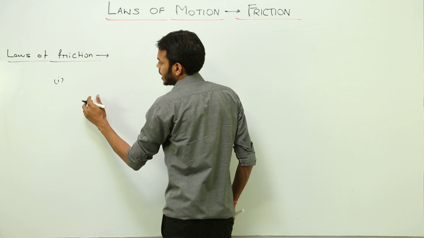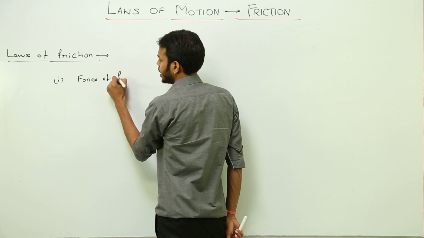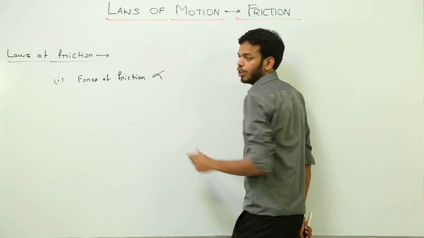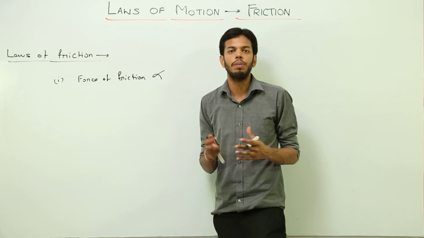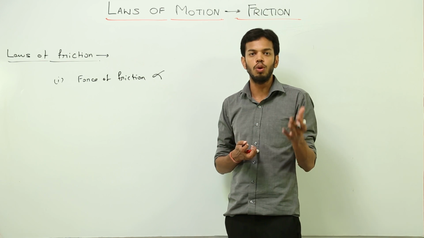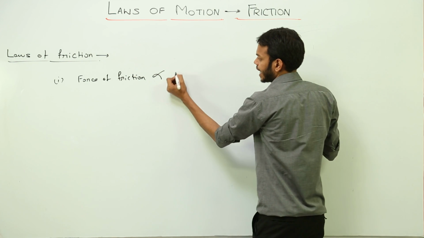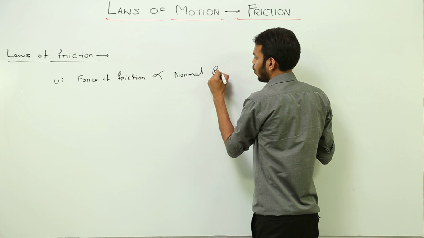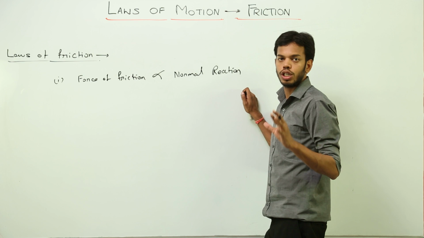First law states that the force of friction is directly proportional to the normal reaction. Whatever force of friction is applicable between two bodies, when one of the bodies is moving over another body, then the force of friction is directly proportional to normal reaction. Now what is normal reaction? The value of normal reaction depends on the situation and the body.